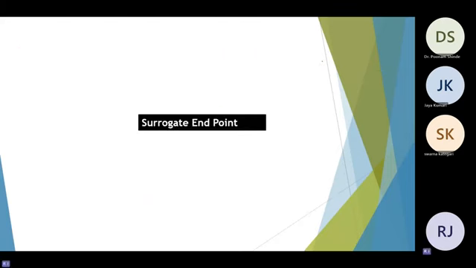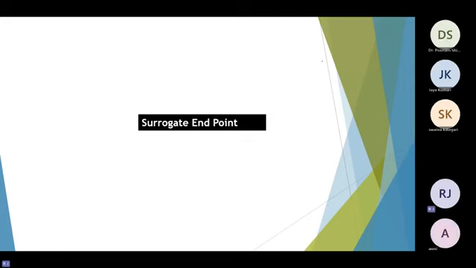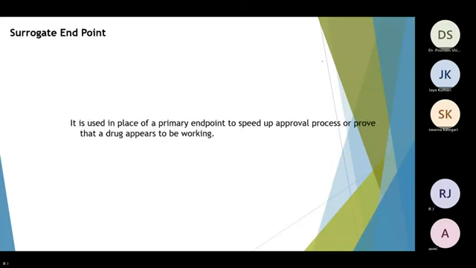Now we heard about primary endpoint and secondary endpoint. One more endpoint is there, called the surrogate endpoint. Now we learn about the surrogate endpoint. So what is a surrogate endpoint? A surrogate endpoint is used in place of the primary endpoint to speed up the approval process or prove that the drug appears to be working. So why are surrogate endpoints used?